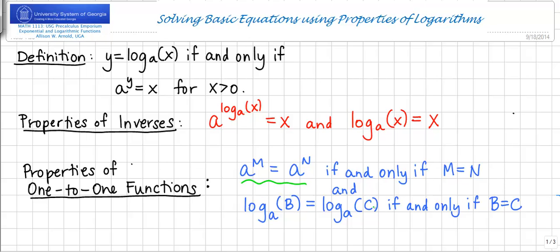Likewise, the logarithmic function is the inverse of the exponential function and therefore is also a one-to-one function. So if the log base a of one quantity equals log base a of another quantity, the only way that can happen is if the two quantities are equal.